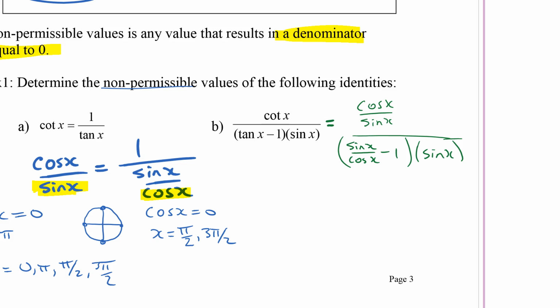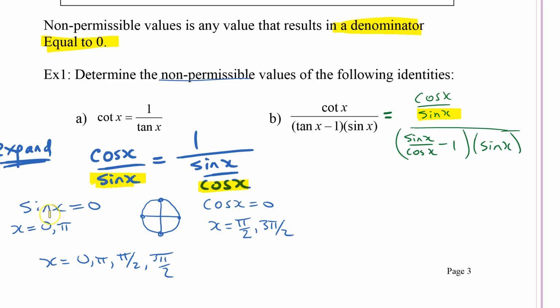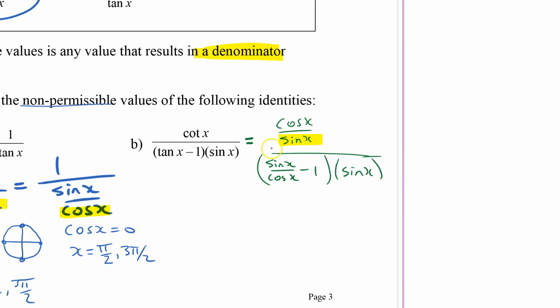So here we have this sine of x as a denominator, and we kind of know this already because we've done the work. When sine of x is equal to 0, x cannot be equal to 0 or pi. So I'm just going to put that part over here. I'll just keep track. Because of this one, I'll say x cannot be equal to 0 or pi.